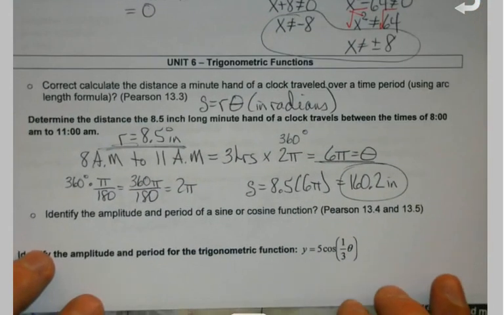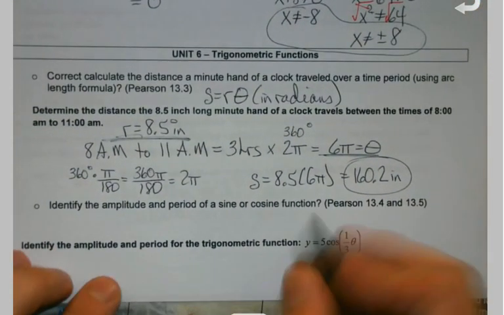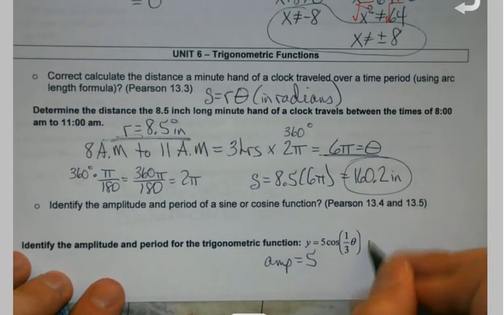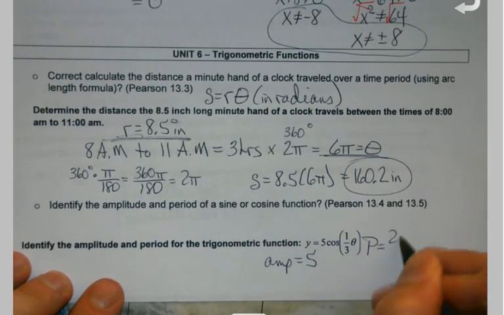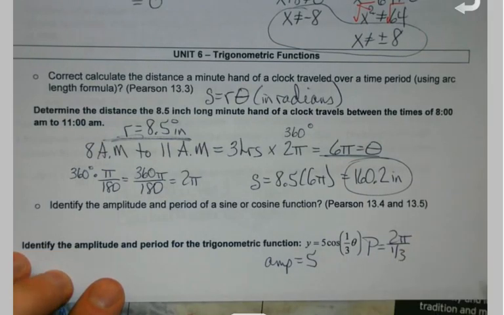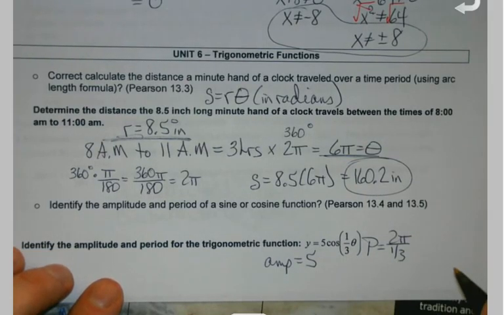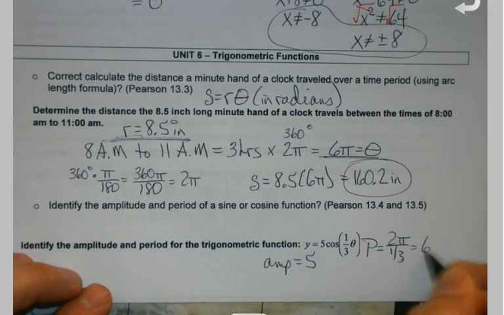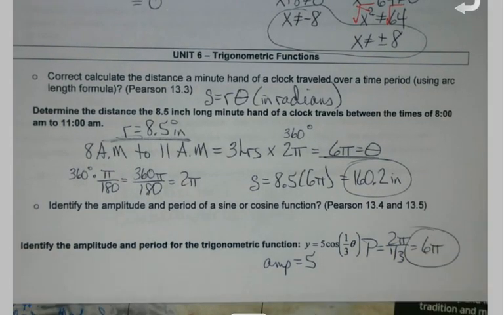All right, identify the amplitude and period. Okay, this should be the easiest one we have in the whole sheet. Amplitude's 5. Period, remember, I'm not just asking for the b value. Okay, the b value is 1/3, but that's not the period, that's just the number of cycles. Dividing by 1/3, same as multiplying by 3. Gives me 6 pi, and I'm good.